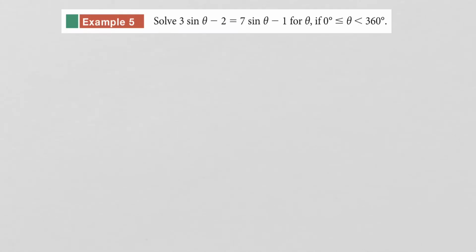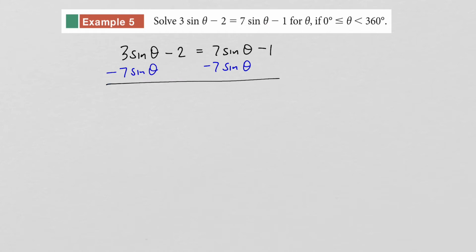In our next example, it's a little bit more complicated. We have 3 times sine of theta minus 2 equals 7 sine of theta minus 1. And again, we're solving for theta, where theta is an angle between 0 and 360 degrees. And so the first thing I'd like to do is get all of our sine of thetas on one side of the equation. And it doesn't matter which side you choose, although many students prefer the left-hand side, so that's what I will do here. So I will subtract 7 sine of theta from both sides of the equation. Doing this gives us -4 sine of theta minus 2 equals -1.